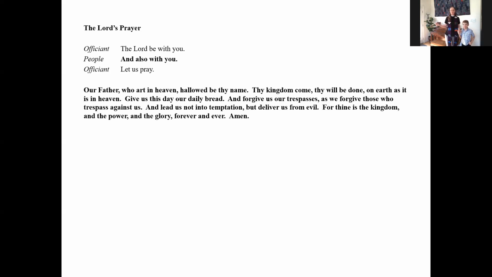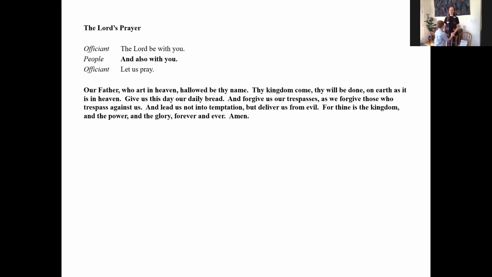So I invite you to hold hands with whoever you're not socially distancing from, and reach out your heart, and we can hold hearts with all of our Grace Church family and those we love near and far. Our Father, who art in heaven, hallowed be thy name.